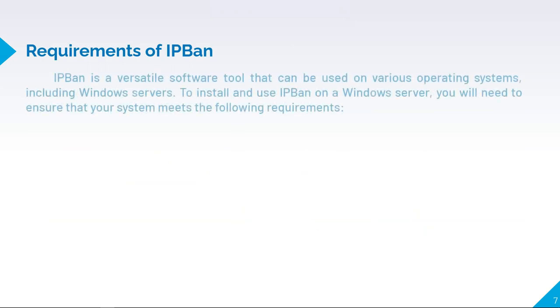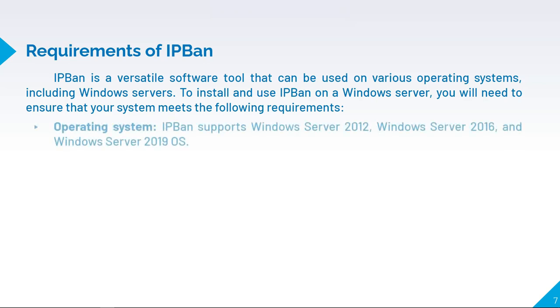Let's see the requirements of IPBAN. IPBAN is a versatile software tool that can be used on various operating systems, including Windows servers. To install and use IPBAN on a Windows server, you will need to ensure that your system meets the following requirements. Operating system. IPBAN supports Windows Server 2012, Windows Server 2016, and Windows Server 2019 OS.